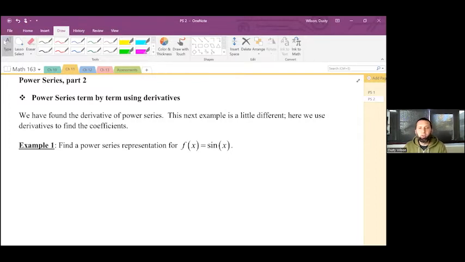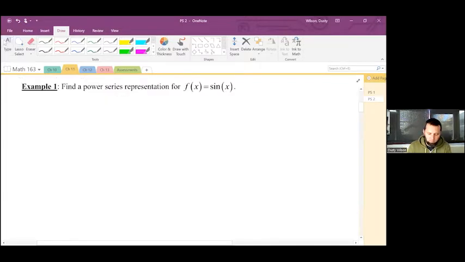Previously, we found the derivative of power series. This next example is a little different. Here we use derivatives to find the coefficients. Example 1. Find a power series representation for f of x equal to sine x.